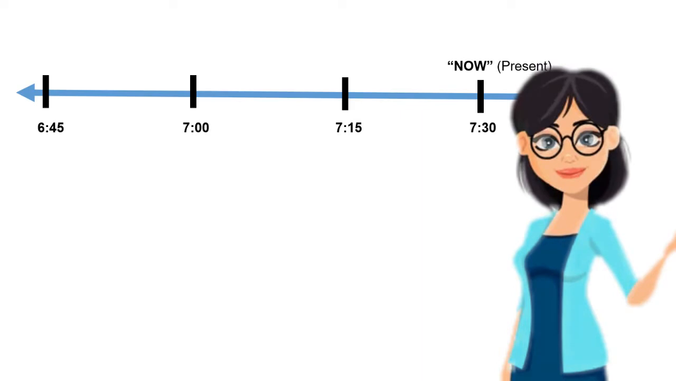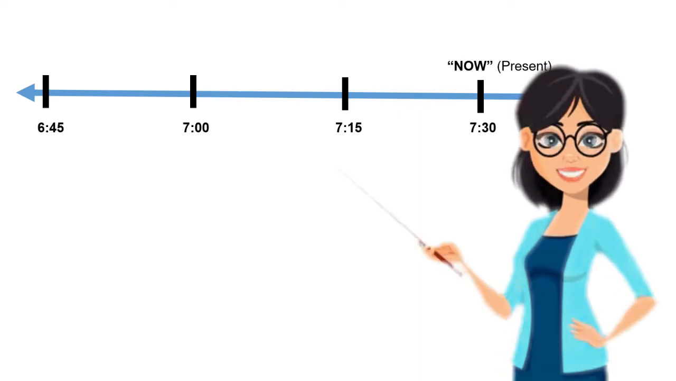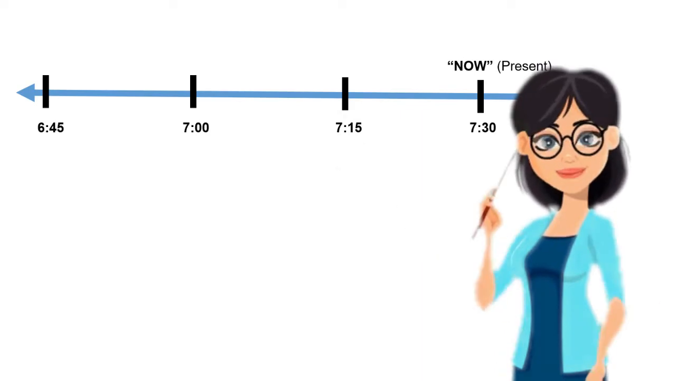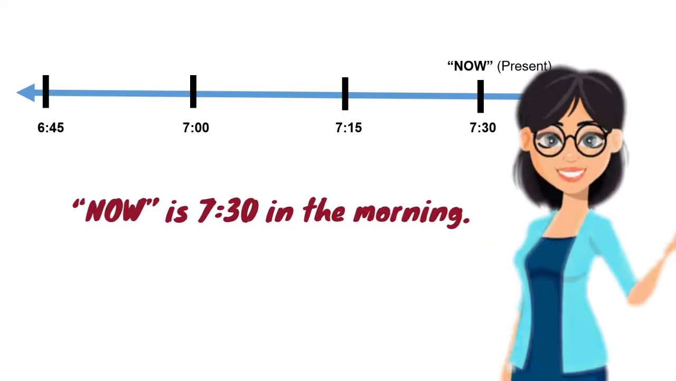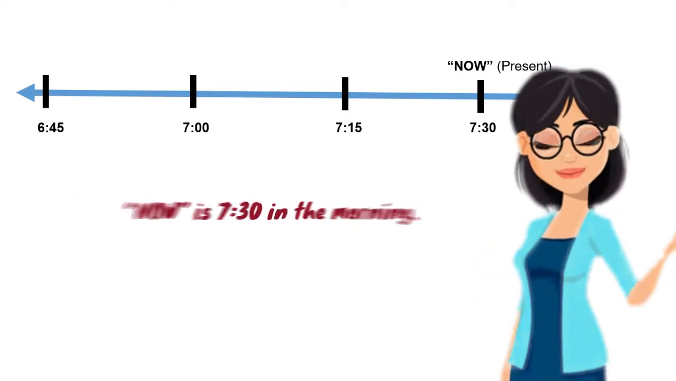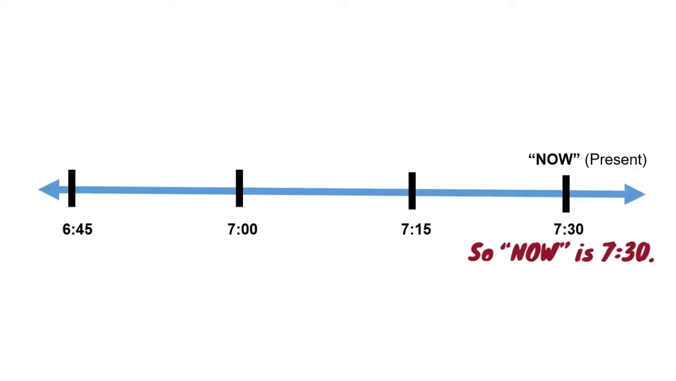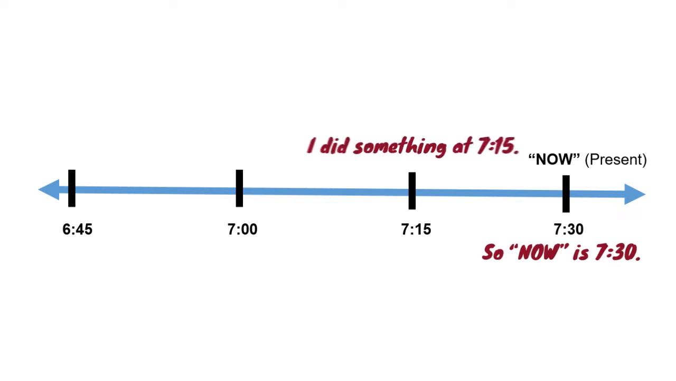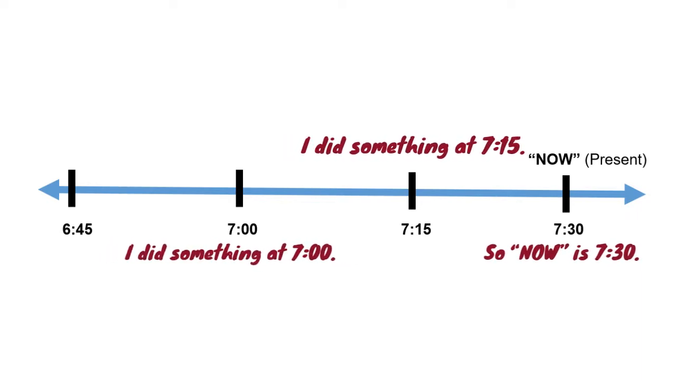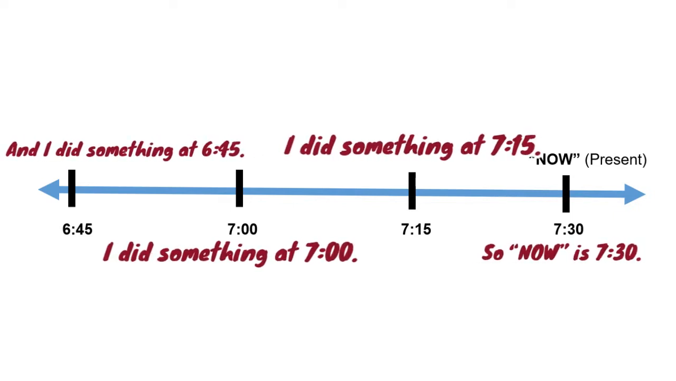This is our timeline regarding the simple past, and this is now. Let's say now is 7:30 in the morning, and there are things that I did before 7:30 in the morning. That means in the past, right? So now is 7:30. I did something at 7:15. I did something at 7 o'clock, and I did something at 6:45.